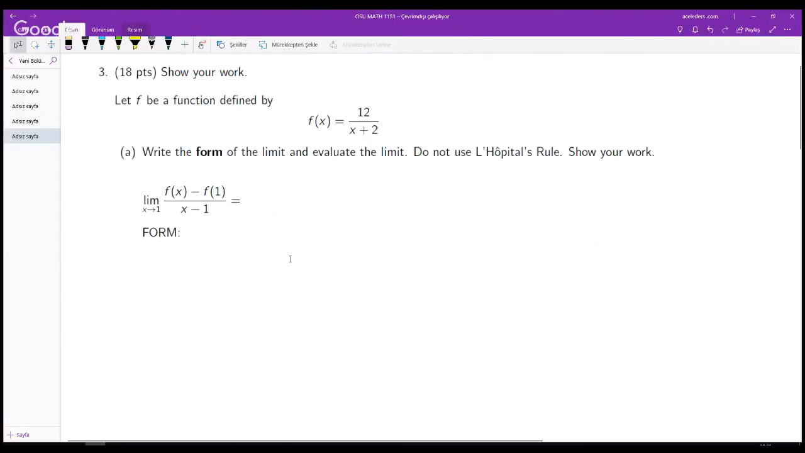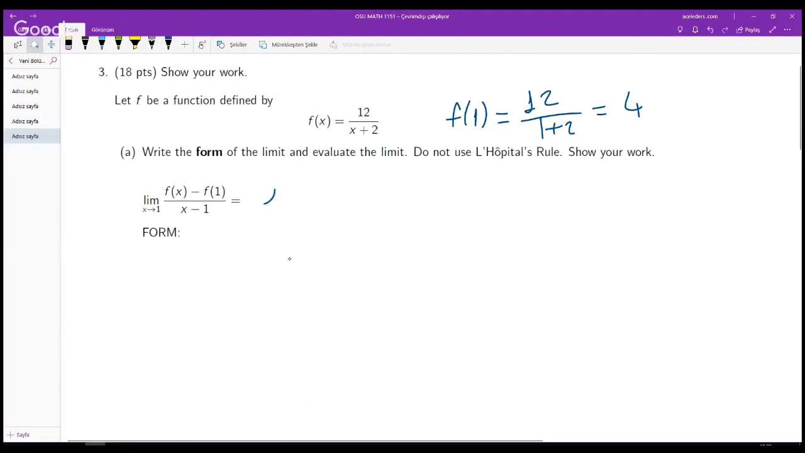Let f be a function defined by f(x) equals 12 over x plus 2. Write the form of the limit and evaluate the limit. Do not use L'Hopital's rule. Show your work. So we will not use L'Hopital's rule. Therefore, we will write this expression clearly. First, let's find the function value when x equals 1. That is 12 over 1 plus 2, which is 4.